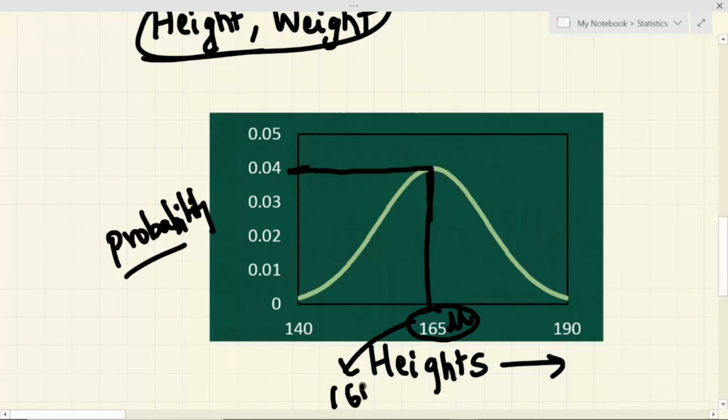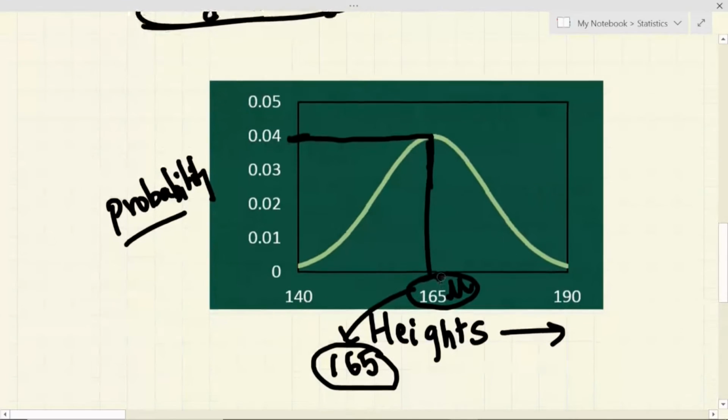165 is the mean height, because most of the heights are around it; the average height is considered as 165. Most of the people's heights lie around 165, less than or equal to 165, or more around them. Yeah, so this is the probability density function.